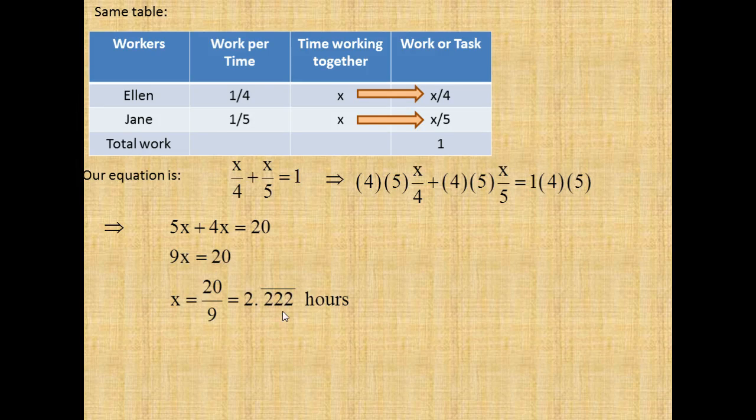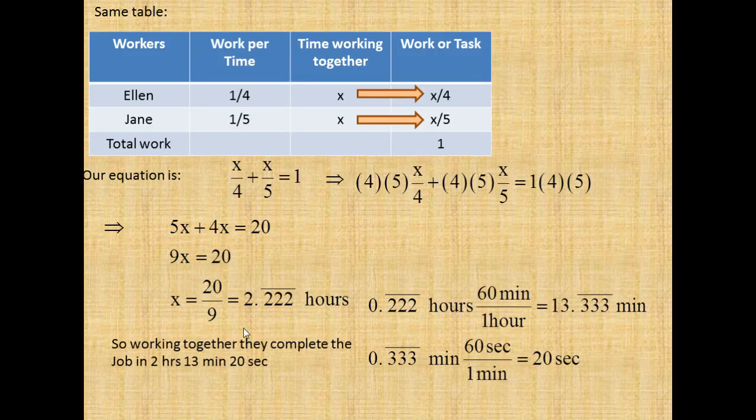The 0.222, as you see the line above, is a repeating decimal, okay? How do we change that repeating decimal? So that's 2.222 hours, okay? So working together they complete the job in 2 hours, 13 minutes, and 20 seconds. How did I do that?